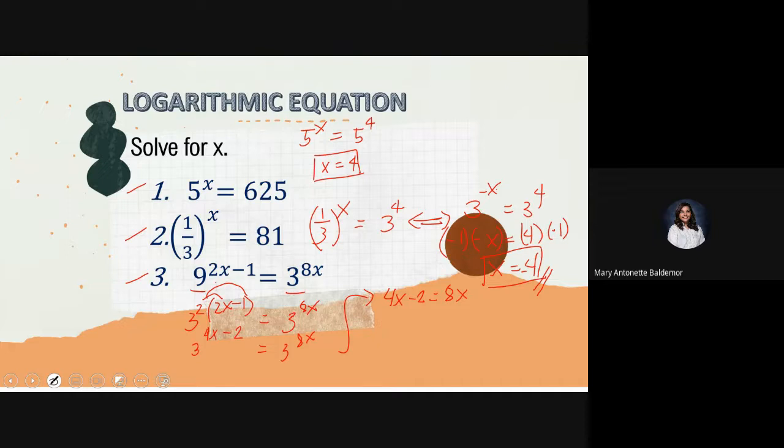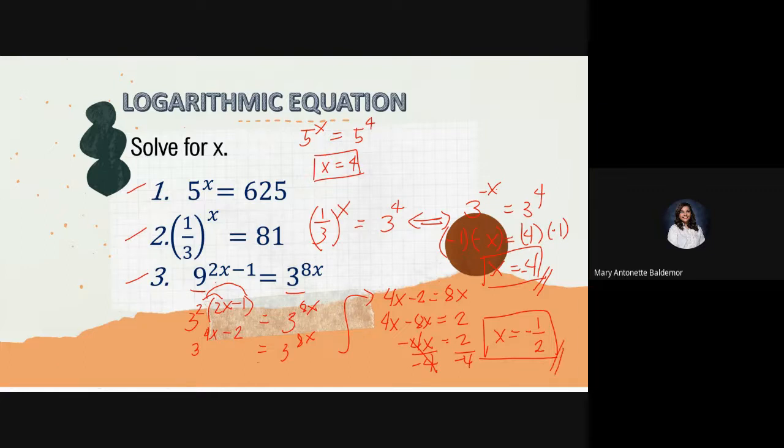So transpose natin ito. So combine all like terms. 4x minus 8x is equal to 2. 4 minus 8 is negative 4x. Negative 4x is equal to 2. So divide both sides by negative 4. So we got x is equal to negative 2 over 4 or negative 1 half. Okay, so therefore, the answer in number 3 is x is equal to negative 1 half.